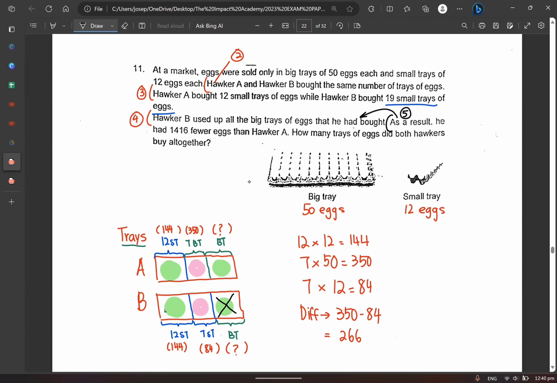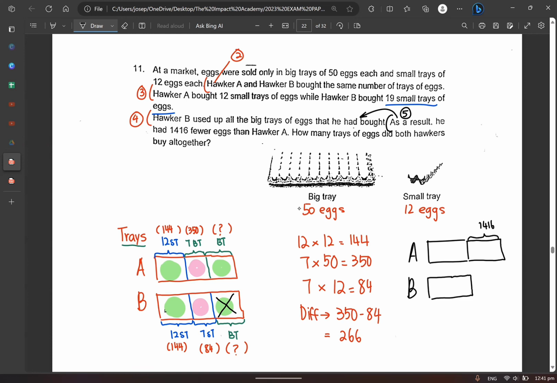So how are we going to draw that? Let me just draw it for you. Okay, A and B. All right, we know that for B, it is fewer. Okay, so for A, it is way, way more. Okay, more by how much? More by 1416. So the first thing we want to do is to ask ourselves, this 1416, can I show it here? Yes, I can, because this is 1416 eggs.